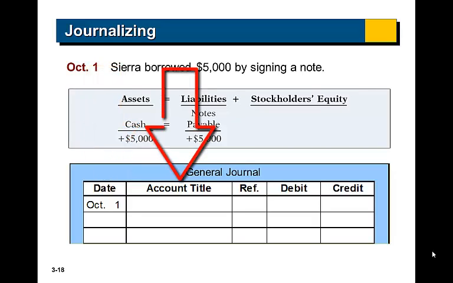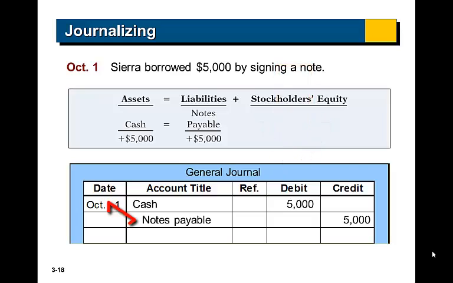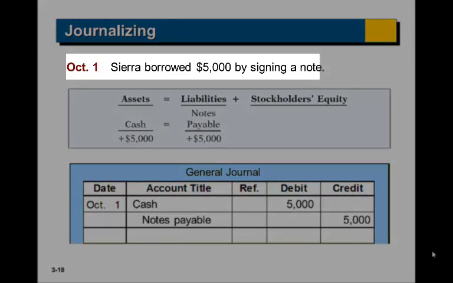We list cash first because it is being debited. We enter $5,000 in the debit column. We then list notes payable in the account title column. We indent the account title because it is being credited, and we enter $5,000 in the credit column. We have at least 2 accounts. We have at least 1 debit and at least 1 credit, and our total debits equal our total credits. So again, we're happy with this entry.